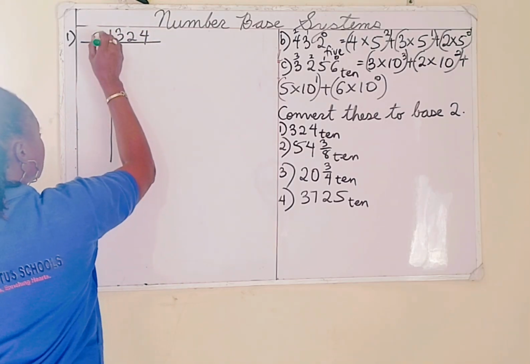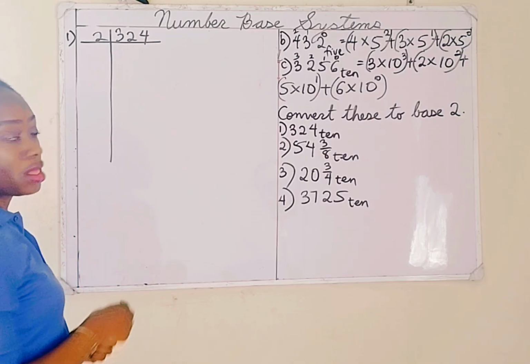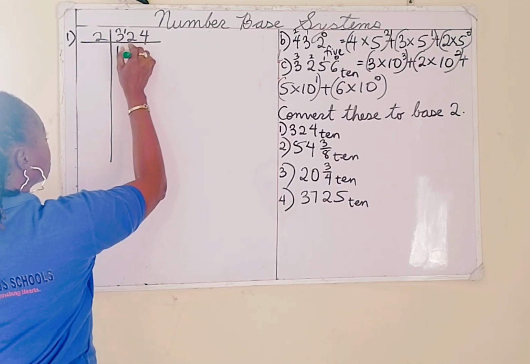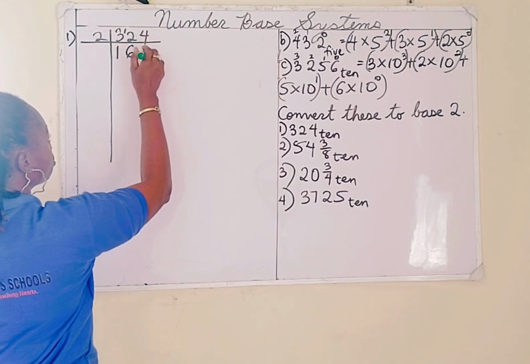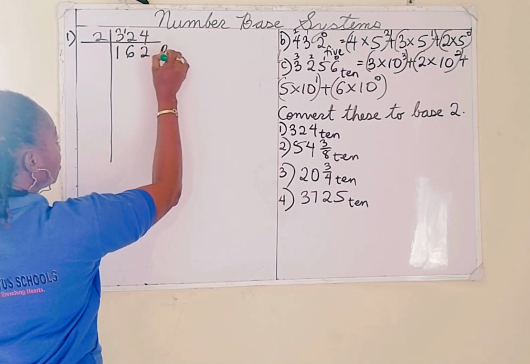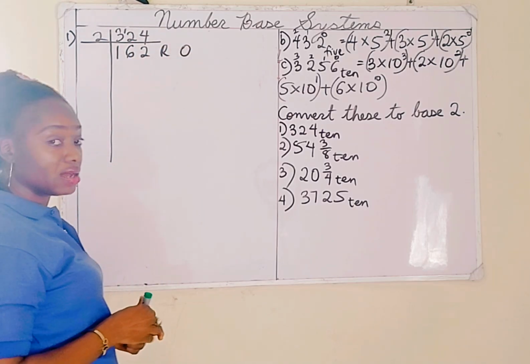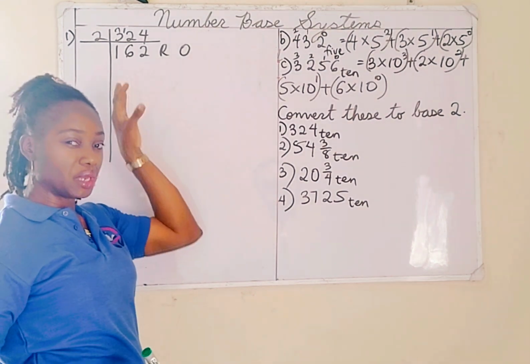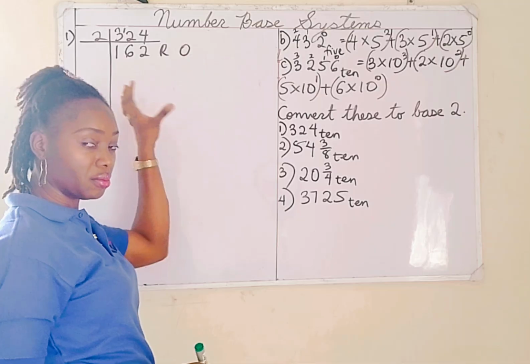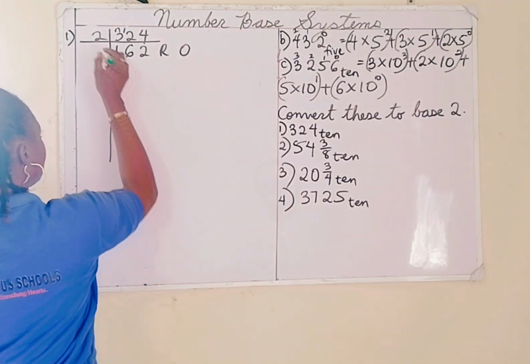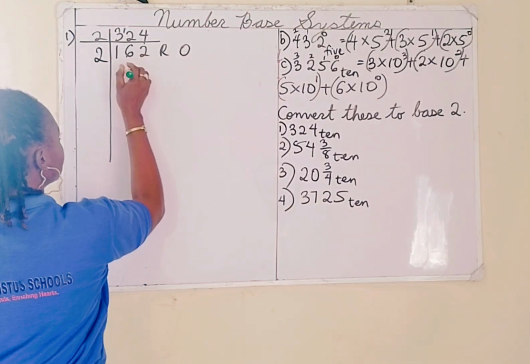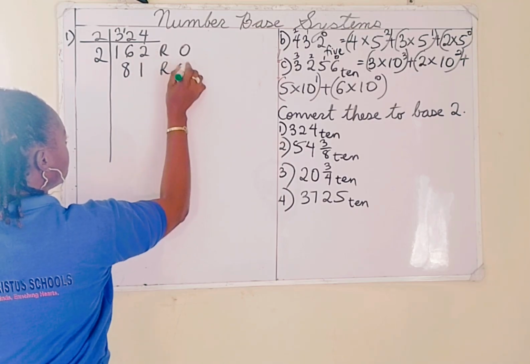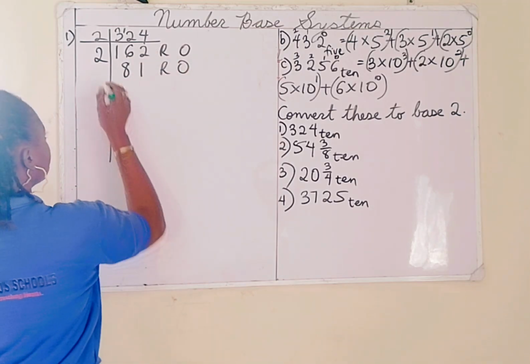So I'm going to start dividing by 2, right? 2 into 3 will go once, remainder 1. Into 12 is 6. Into 2 is 2, remainder 0. This remainder is very important because you're converting from base 10 to base 2. Then we go again. 2 into 16 is 8. 2 into 2 is 1, remainder 0.